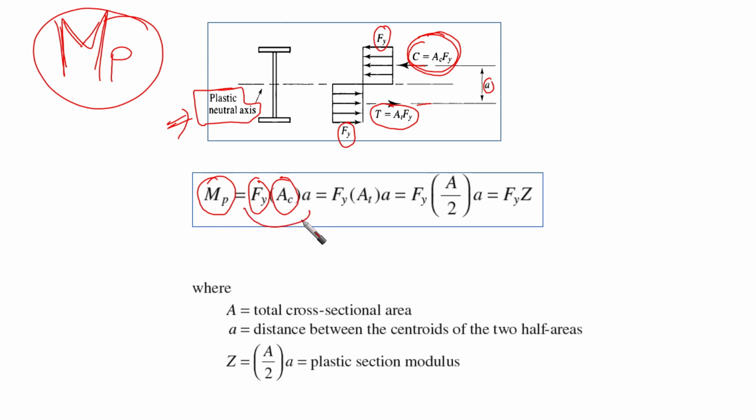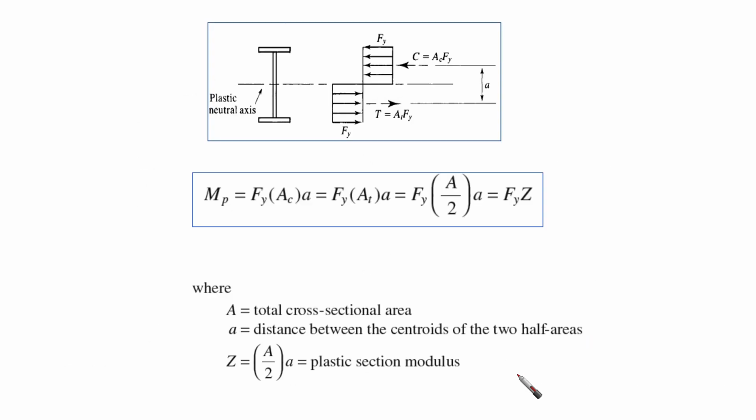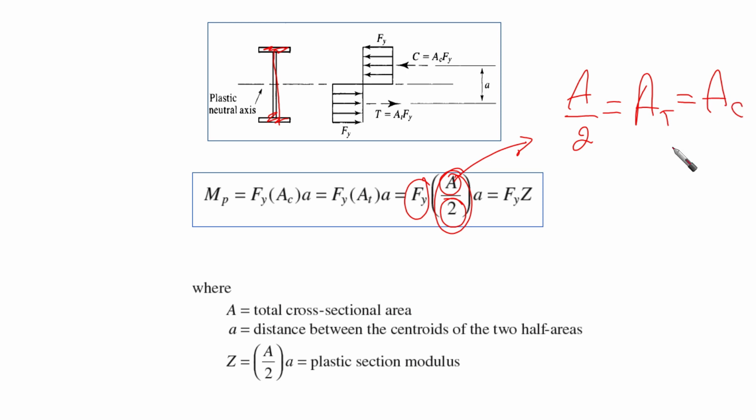This can be repeated again, but instead of using AC, we are going to use AT. Everything is the same, but we're going to change AC with AT because they are the same from the previous slide, as we said. So in this case, we are going to say this equals F yield times A over 2. What is A over 2? It is the total area of this cross section. So A over 2 equals the area in tension equals the area in compression, times a. Based on this, we can say F yield is alone here.